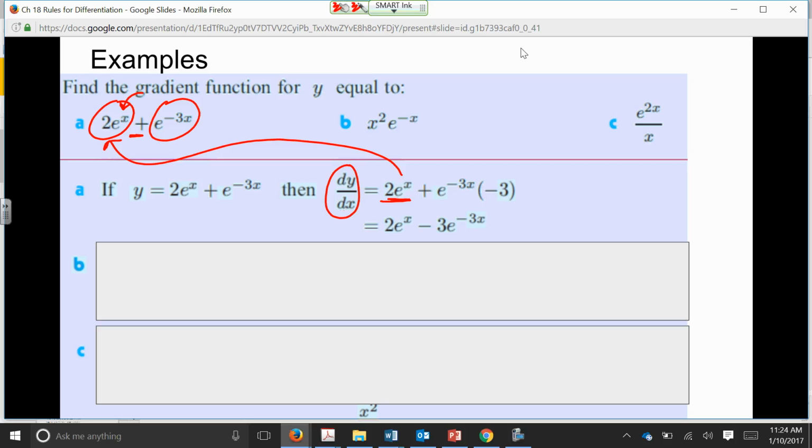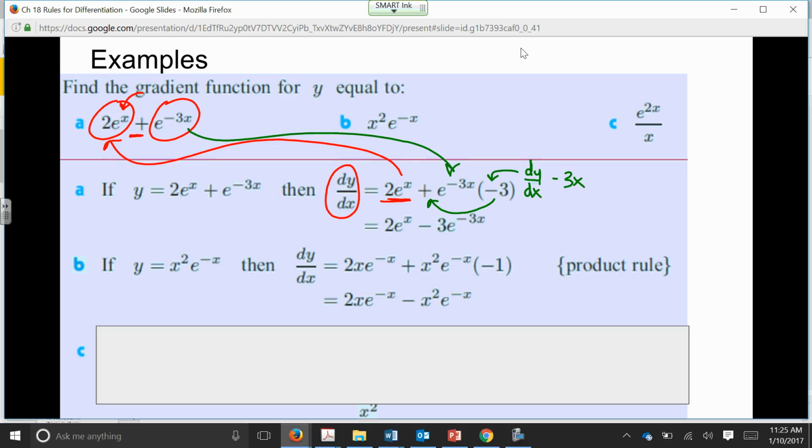Then, to talk about the second part, this e to the negative 3x, we're just going to take e to the f of x, excuse me, times the derivative of the exponent. So this part right here is the dy dx of negative 3x. That's how we have the negative 3 there. And then we look to see if we can do any simplifying. Really can't do any simplifying other than just moving that 3 in front.